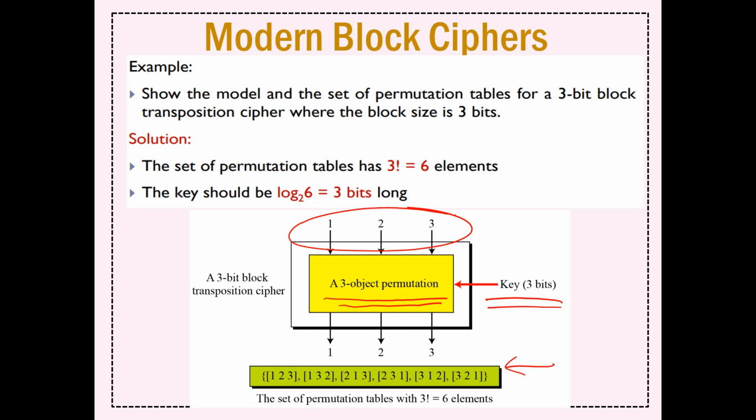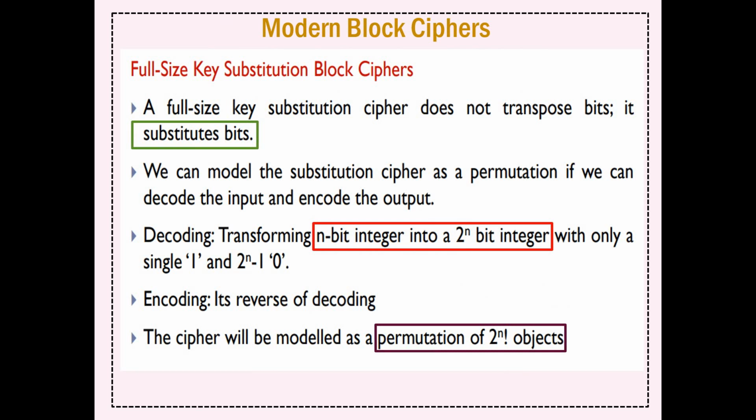First, understand this. Now suppose we are doing the same thing with a substitution. In the case of a full key substitution cipher, the number of key elements in the previous one was n factorial, whereas here it will be 2 to the power n factorial elements. So the key length will be log to the base 2 of 2 to the power n factorial.